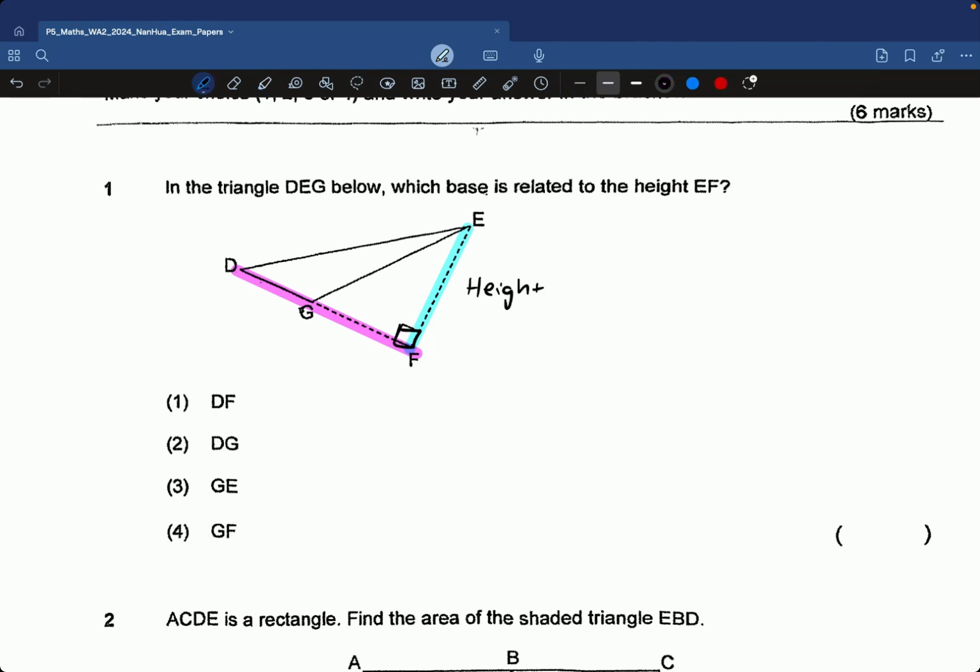So you might think the answer is D and F, right? But for any baseline, it is always a solid line. So in this case, the dotted line is not the base. The base itself is only D and G. So the answer in this case is D and G, which is number 2 over here. Okay, let's move on to the next question.